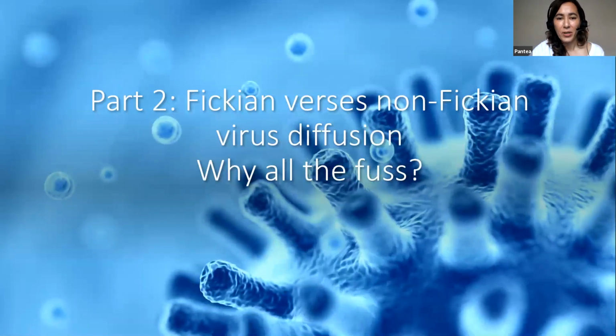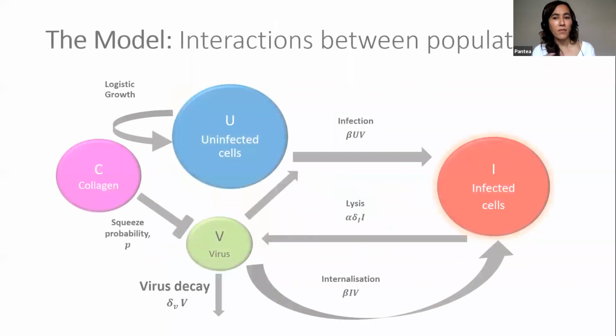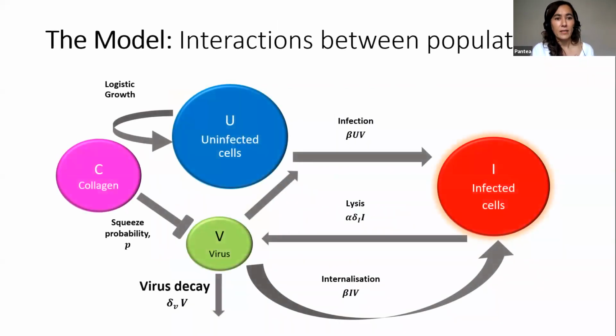Okay, so the first thing I want to do now, in order to compare Fickian versus non-Fickian, is to give you a model. The model we're going to use is this one. Here we've got the uninfected cells and the virus, and they're going to interact at rate beta, and beta UV is going to give us infected cells. Now, the infected cells can also be infected by more viruses, so you can lose more viruses to already infected cells at rate beta IV. The cells that are infected are going to go through lysis at rate delta I.